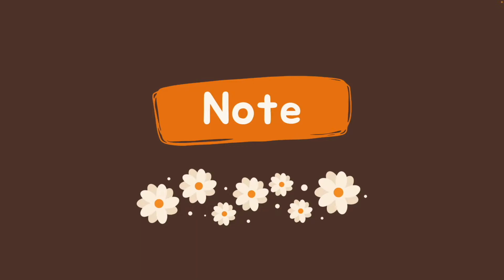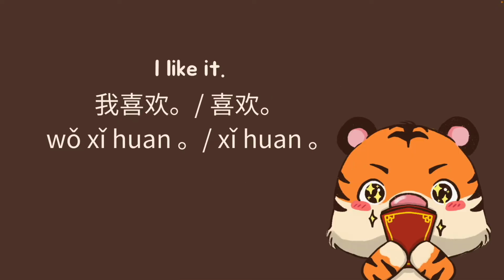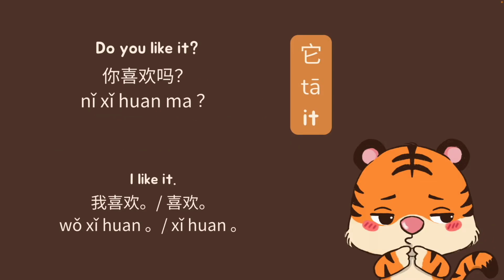For example, in English, it's common to say I like it, but in Chinese, we just say I like or like. Do you like it? 你喜欢吗? I like it. 我喜欢 or just 喜欢. See how it doesn't even appear.